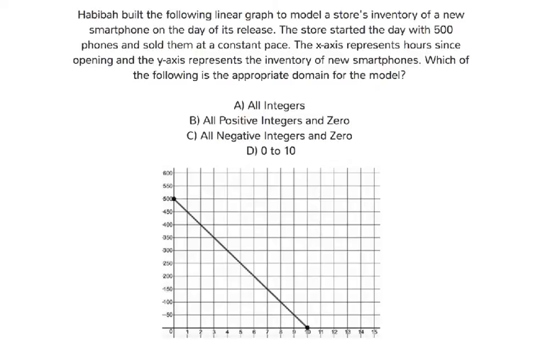All right, this question gives us a real-world context and a graph, and then wants us to determine which of the following is the appropriate domain for the model. Let's read through the description and make sure we know what's going on here.